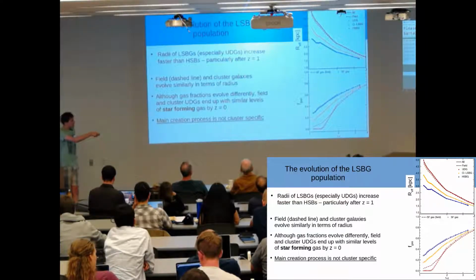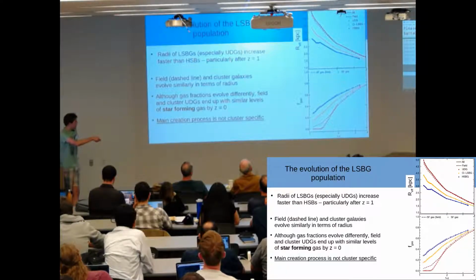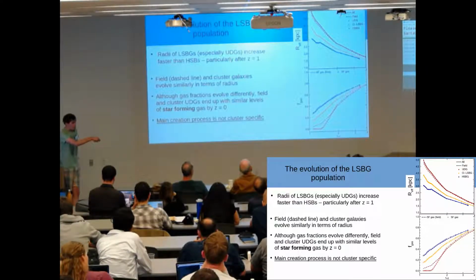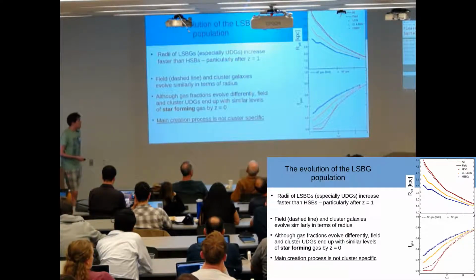There's a fairly similar story for the gas fraction, although the shape isn't the same. There's a drop in the star-forming gas fraction of galaxies, which you don't necessarily see in the field, but by redshift 0 they have very low gas fractions. So the main creation process of these objects doesn't seem to be cluster-specific.